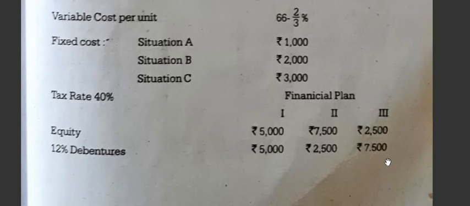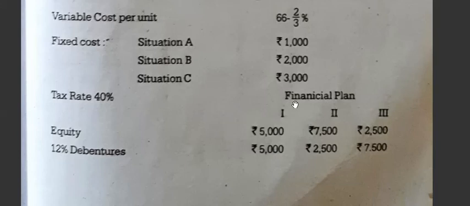Now, there are three situations and three plans. What you can do is take the first plan and take all three situations, A, B and C, and calculate operating, financial and combined leverage. Then take plan 3 and take the three situations. Like that we have to do. So we have to prepare three statements, one for each plan, with three situations under each.